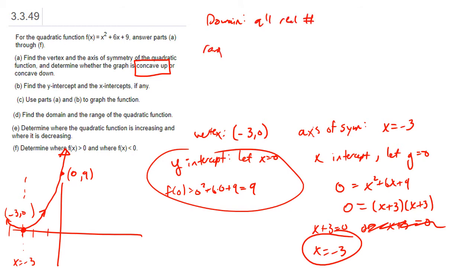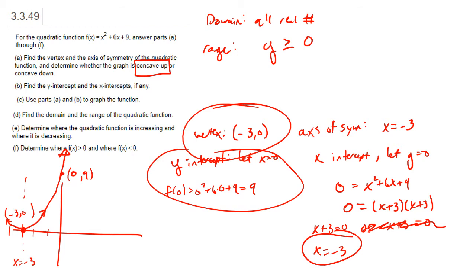The range, on the other hand, since we are opening up, is all y's bigger than or equal to what? The y-coordinate of the vertex, which in this case was 0. So because it is opening up, the range is y's bigger than or equal to the y-coordinate of the vertex, and in this example, the y-coordinate of the vertex is 0.